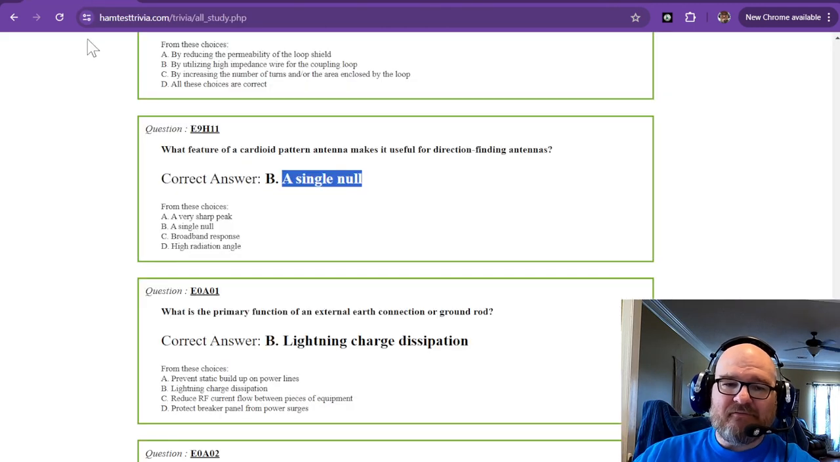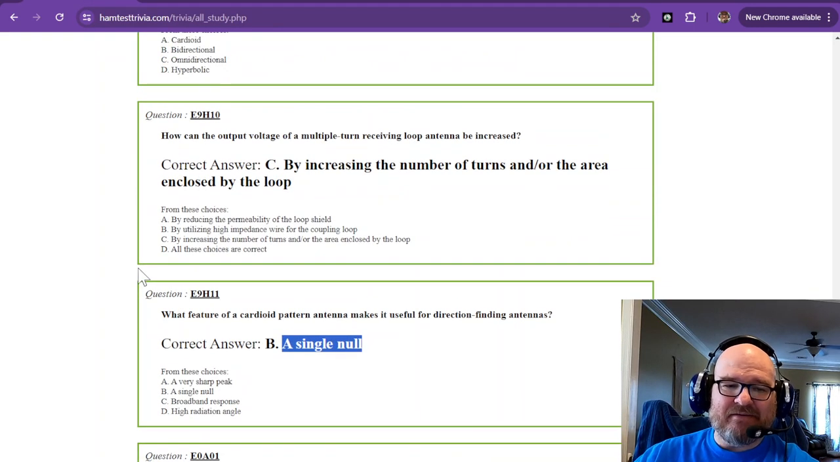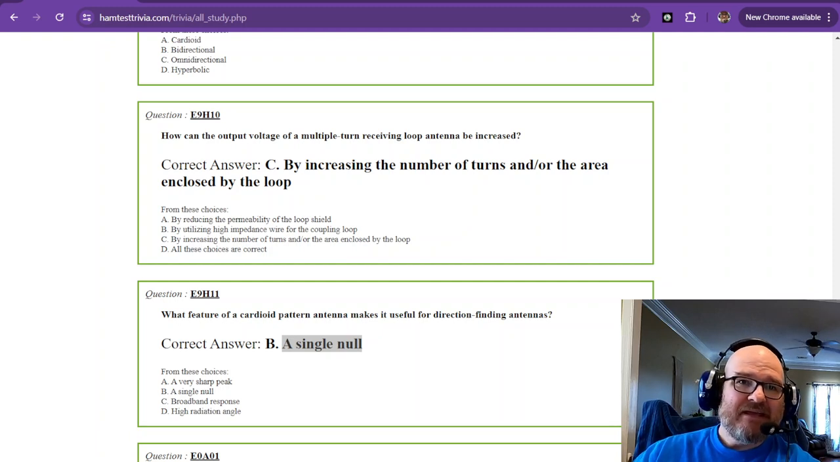Alrighty, so we have finally made it to the end of Subelement 9, Alpha through Hotel. And we have one section left on safety. You should probably remember most of that safety from your technician exam, your general exam. So let's get going with that next. It'll be video number 50, and then we'll be done.